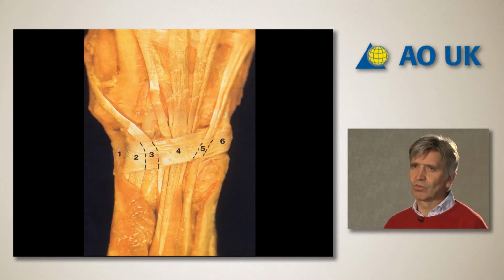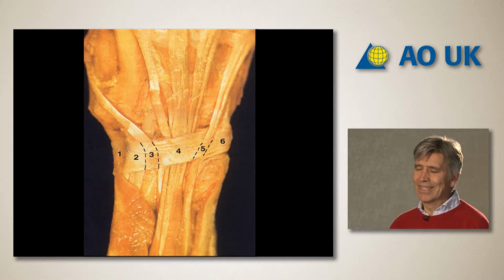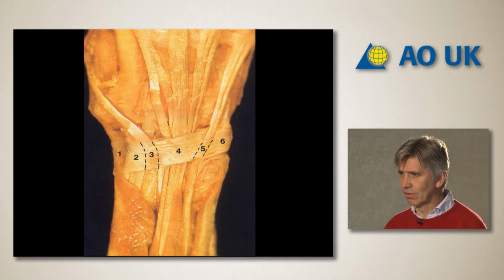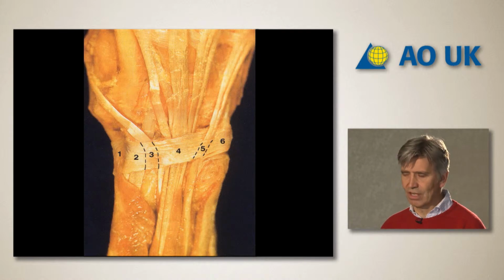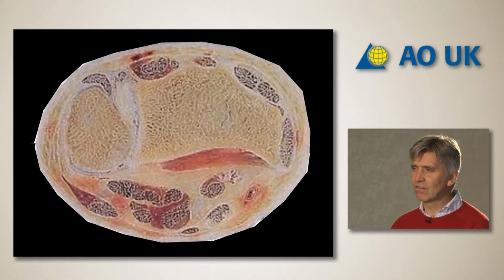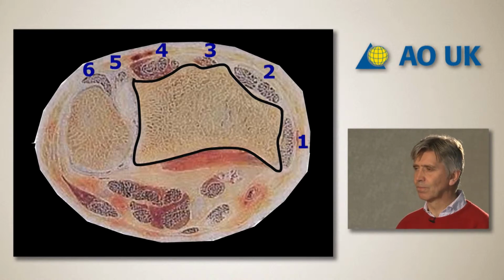This is an anatomical specimen showing the dorsal extensor compartments of the wrist. And the placement of K-wires is important as far as this is concerned. And if we look at a transverse section through this anatomical specimen, it looks like this, with the radius highlighted there in black and the dorsal extensor compartments highlighted there in blue.